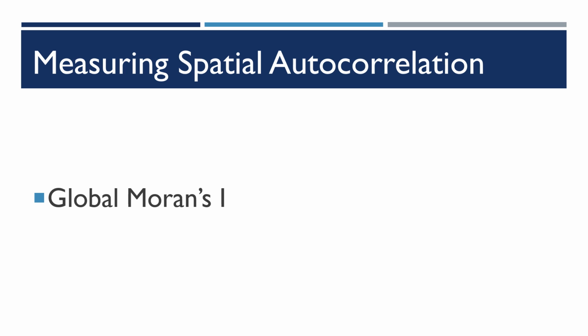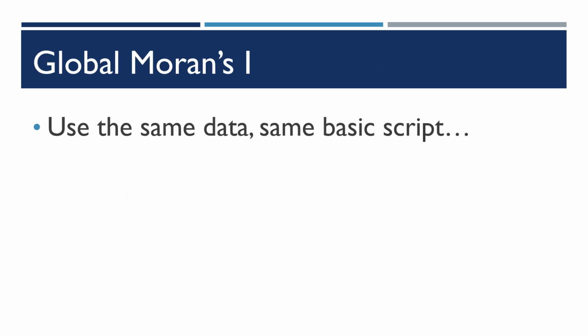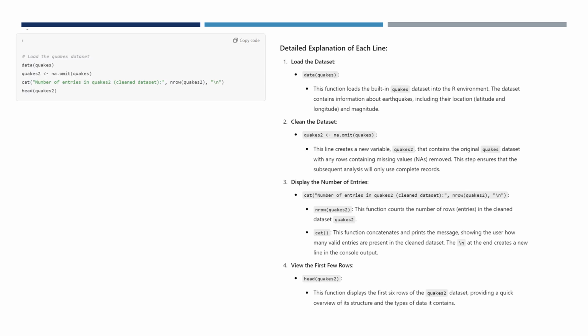So how are we going to measure spatial autocorrelation? We're going to do it with a global Moran's I. We're going to use the same data, same basic kind of script that we had for the first part, and we'll move forward from that.